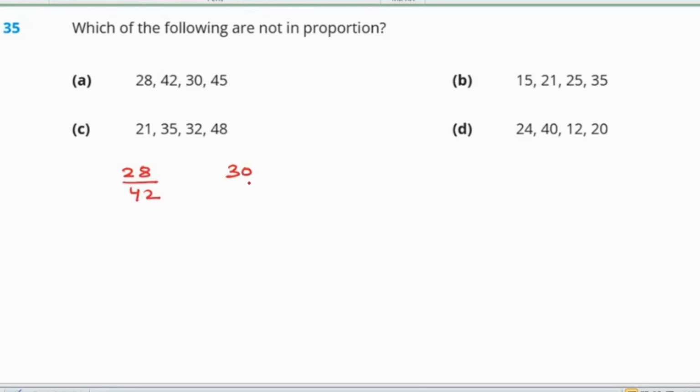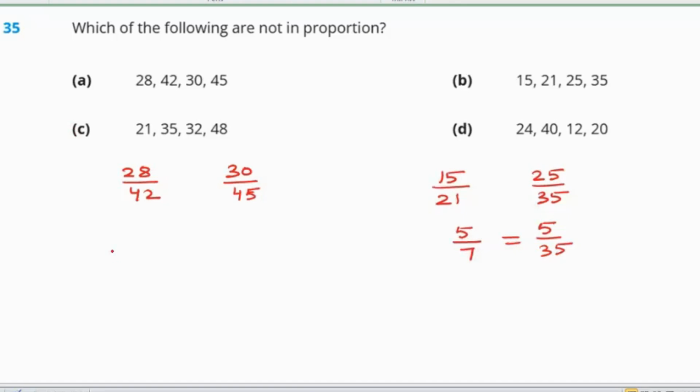28, 42, and 30 and 45. Okay. So if we are talking about 15 and 21 and 25 and 35, if we are going to reduce them to the simplest form, we will be getting 3 5s are 15, 3 7s are 21, 5 5s are 25, 5 7s are 35. Okay, that is also in a proportion.